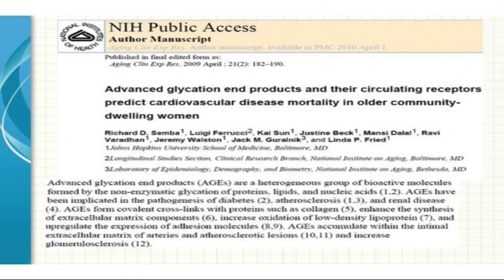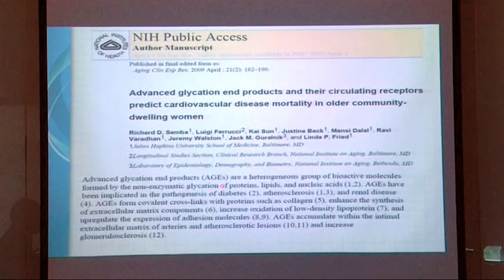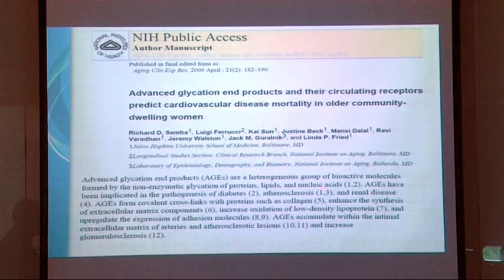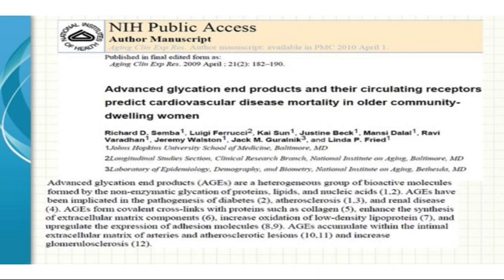And one of the major threats of our nutrition is the formation of advanced glycation end products. What are these? Advanced glycation end products are a heterogeneous group of bioactive molecules which are formed in a non-enzymatic glycation of proteins, lipids, and nucleic acids. And these AGEs have been implicated in the pathogenesis of diabetes, atherosclerosis, renal disease, and other, for instance, Parkinson and neurodegenerative diseases.